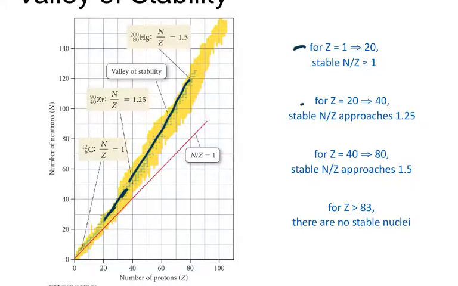It's about 1.5. But then once we get above 83, nothing is stable. That strong force, it can't be balanced out.